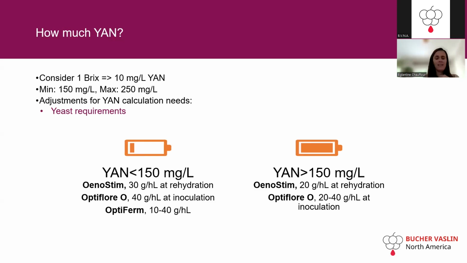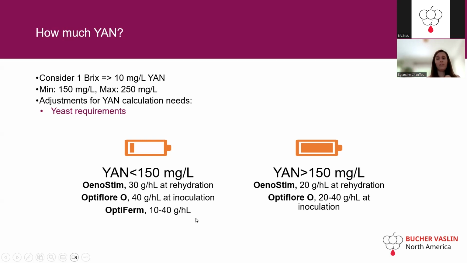So to give you a big idea, and we actually have a way more detailed table on our website, and also feel free to email me if you have any question. I will help you calculate exactly what you need for each specific situation. But in a general idea, if you are lower than 150, you need 30 grams per hectoliter of Stimula at rehydration. At inoculation, put Optiflore O, 40 grams per hectoliter, just to raise your nitrogen. And then you keep compensating if you need to with OptiFerm, 10 to 40 grams per hectoliter, to get to 150 at inoculation. Then you will do a second addition of Optiflore O and OptiFerm at one third depletion of sugar.